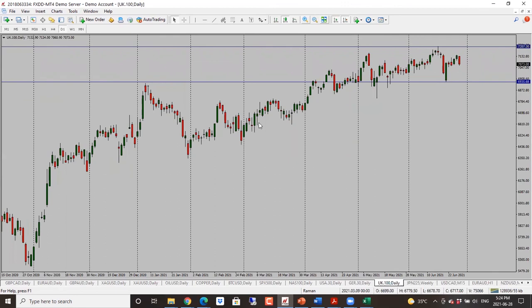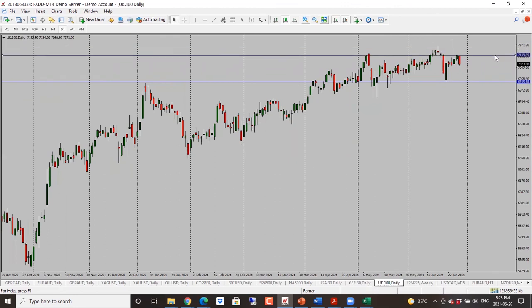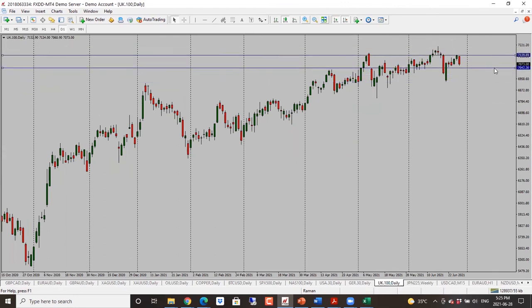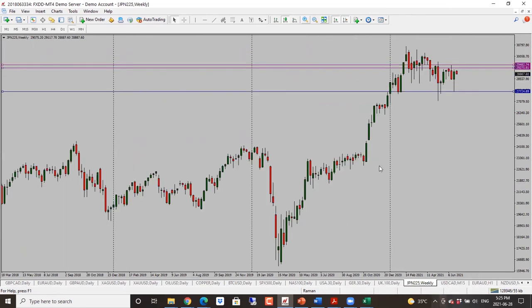And then Footsie here, nice bearish engulfing candle here. However, we are right into support or coming into support. So watch out for that level. But bearish bias, next target is 7,000. So 70.45 is the first target, and then 7,000 is the second target.